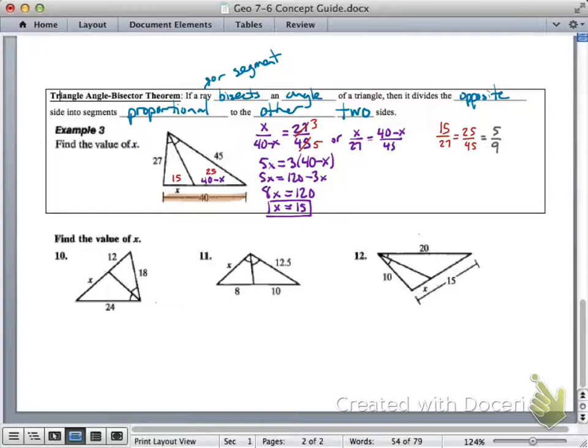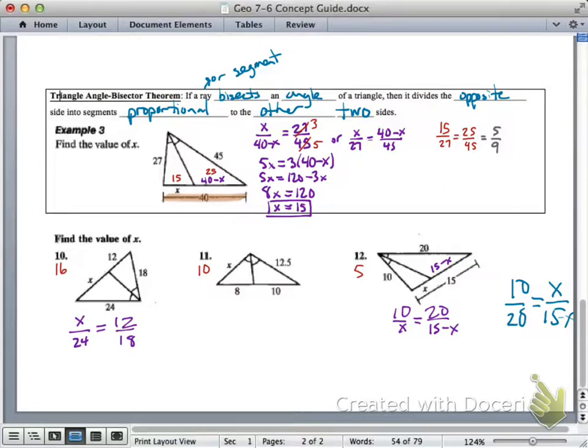See if you can figure out 10, 11, and 12. Go for it. Pause. Answers.